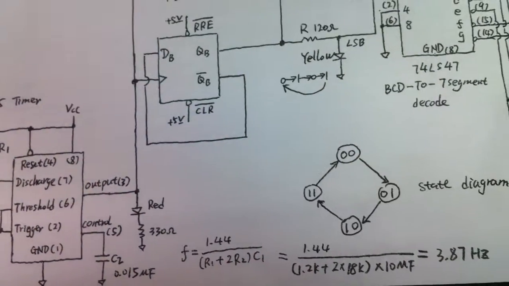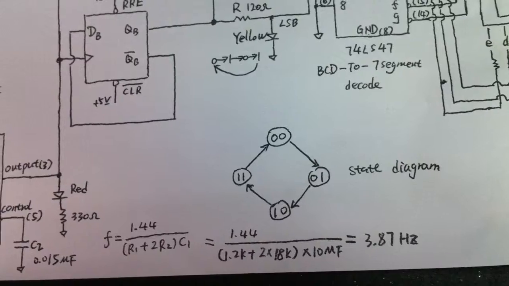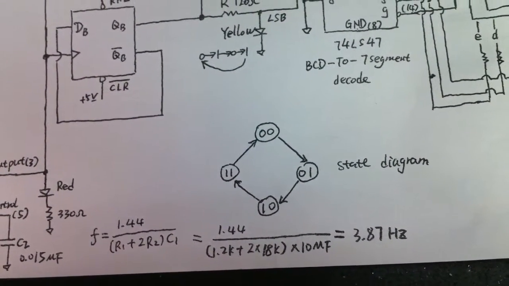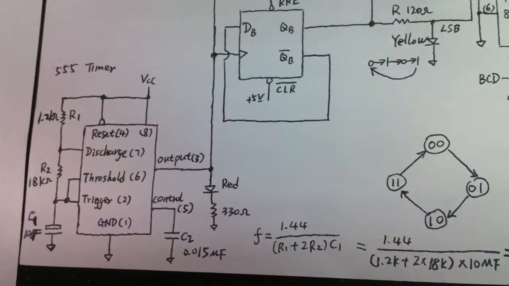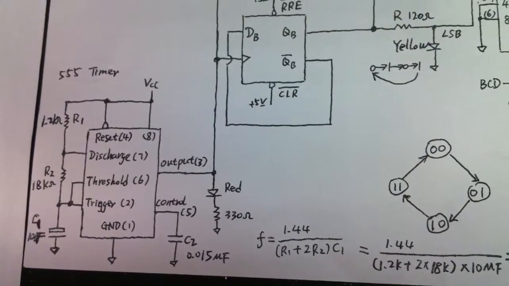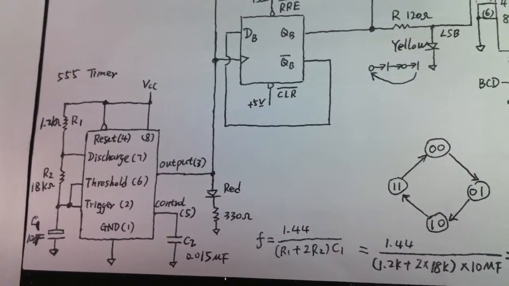Apply those values of components into that formula. We can get the frequency is 3.87 Hz. Also, we connect one red LED to the output of the 555 timer. So that it's easy to observe the output frequency.